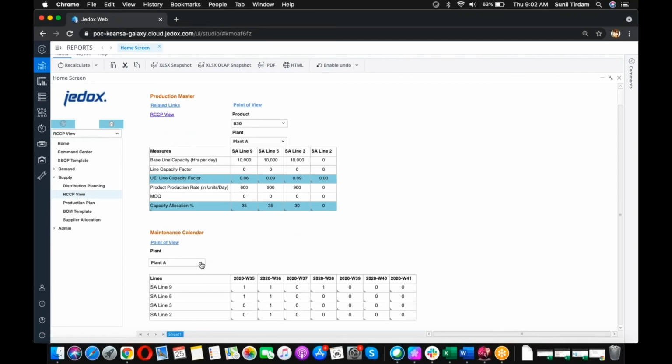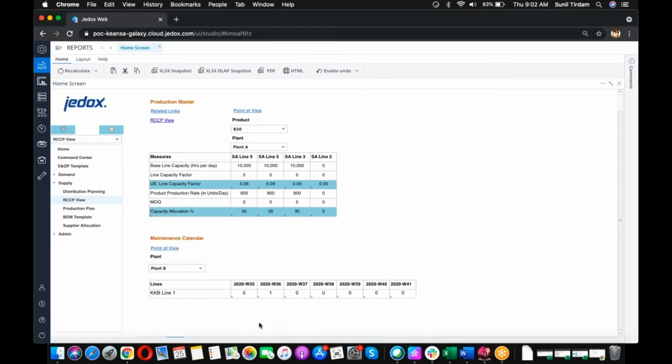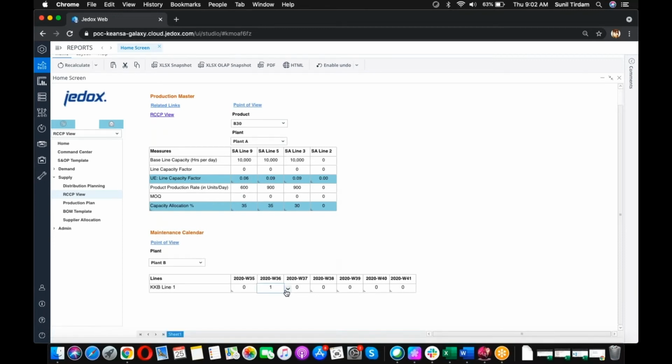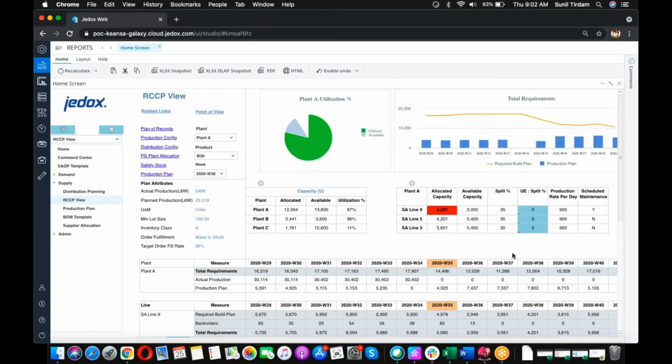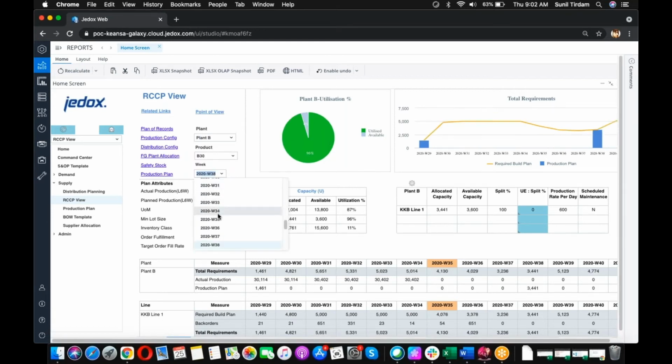We are planning for plant B, and we see that there's a maintenance. That's why the system says there's a maintenance. Now I want to move this maintenance to the next week. Now that we have moved the maintenance, I'll go back and see what's happening. I need to be at plant B for week 36.